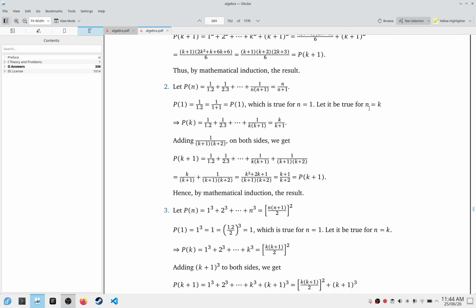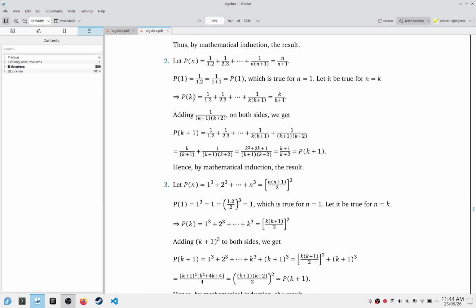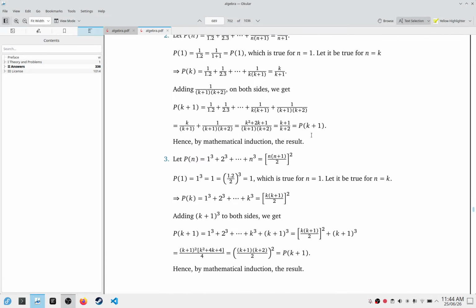Okay, we let it be true for n equal to k. So Pk is: 1 by 1 times 2 and so on up to 1 by k into k plus 1 is equal to k by k plus 1. This is what we assume. Now we add 1 by k plus 1 times k plus 2 on both the left hand side and right hand side. On the right hand side, we solve this and get k plus 1 by k plus 2, which is equal to Pk plus 1, and hence by mathematical induction we have the result.